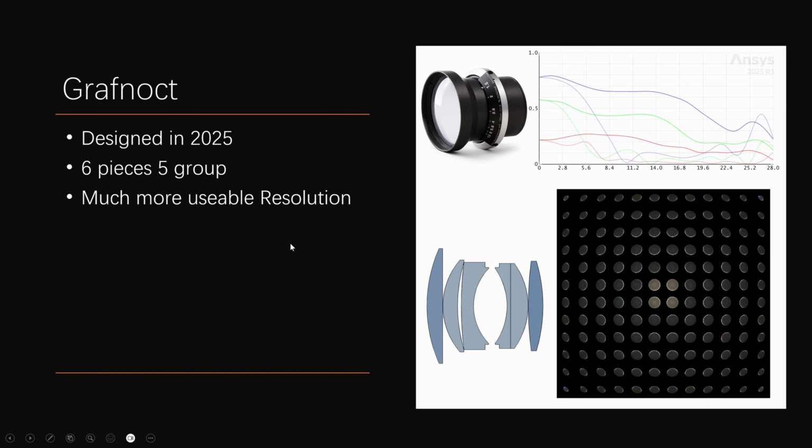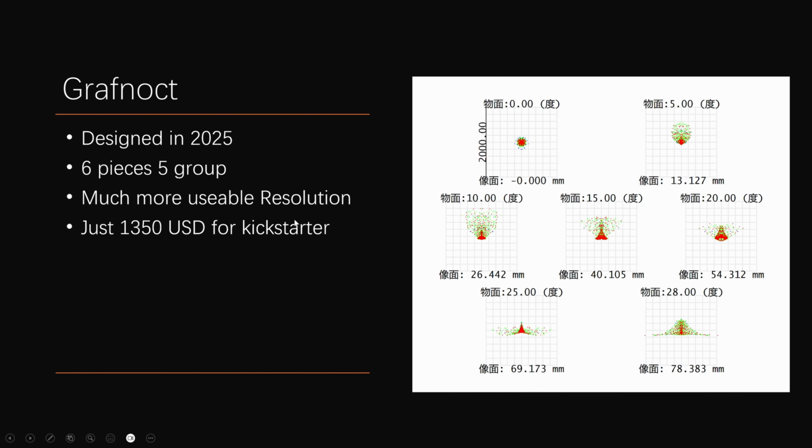Okay, so for our lens, the Grafnoct, you can see that the MTF curve is much better than the previous ones. It has 6 pieces of lens also in a double Gaussian shape. The structure is very similar to the Nikon 50 f1.8, the AIS version. This design will give you some very nice optical qualities. And the spot diagram, you can see that the light is all very well converged to a spot. So it will have much better contrast and sharpness. For the Kickstarter price, we're only around $1,300, which is way cheaper than the previous ones.